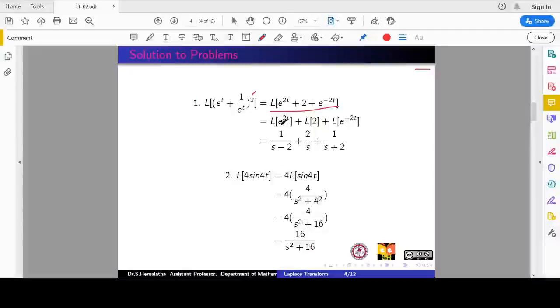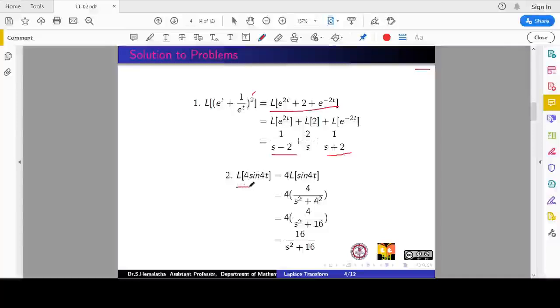Now if you observe this, this is e power at. Here my a is plus 2, so I write it as s minus 2. For e power at, the formula ends up with 1 by s minus a. So my a is 2, and here a is minus 2. And L of 2 is the L of k formula applied, so I get 2 by s. L of e power minus 2t is, it's minus 2, so I end up here with plus 2. Please do observe this change in sign. And that's it. If you can bring out the LCM, you can write it in a better way also.